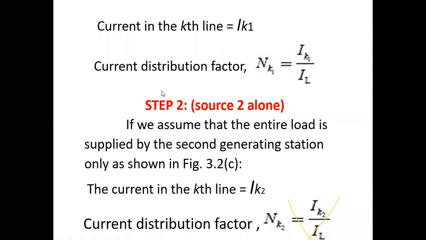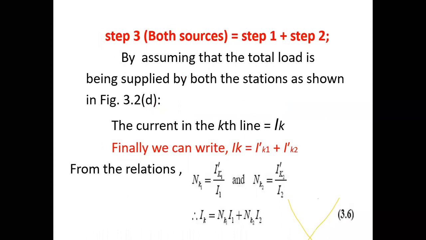Similarly, coming to step 2: in step 1, we applied only source 1, and in step 2, we are going to apply source 2 alone. When you consider source 2, the corresponding current is Ik2, and the corresponding current distribution factor is Nk2, which equals Ik2 divided by IL. So these are the currents in the kth line, and similarly the current distribution factors, in step 1 and step 2. Coming to the next step, we need to consider both the sources at a time. That means step 1 and step 2 at the same time.